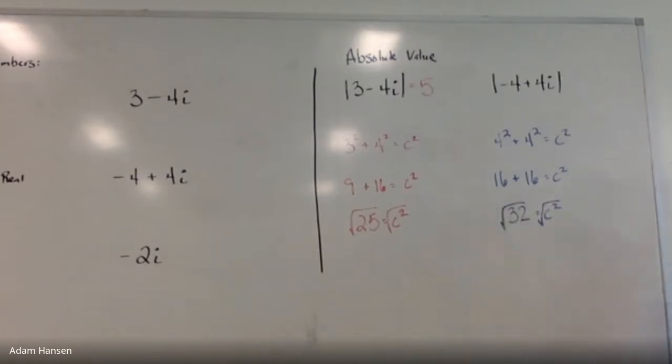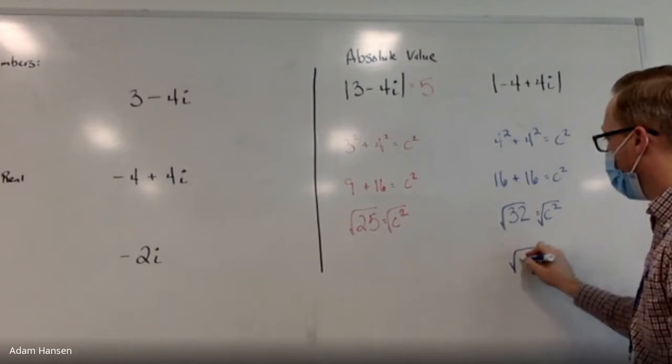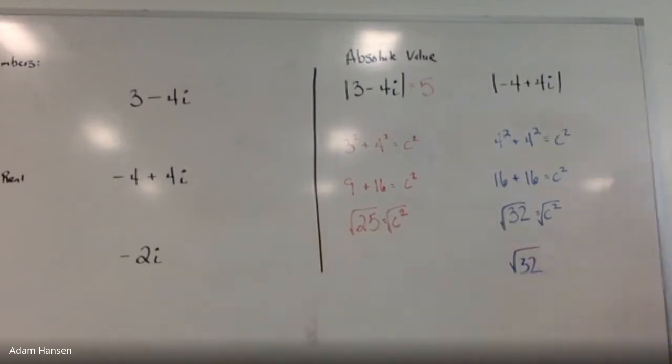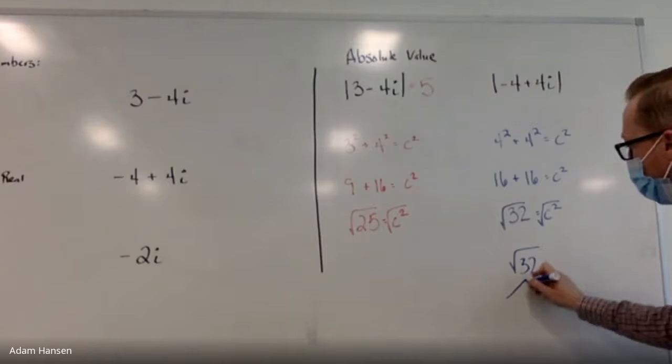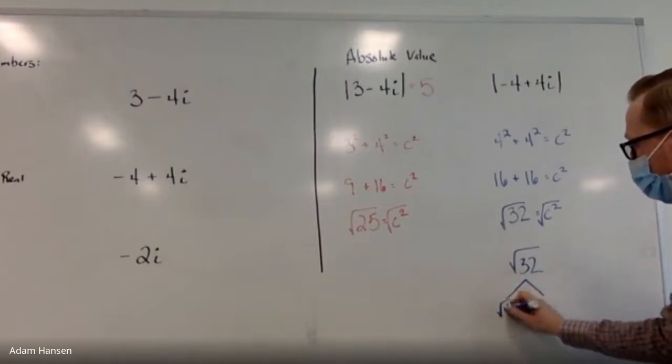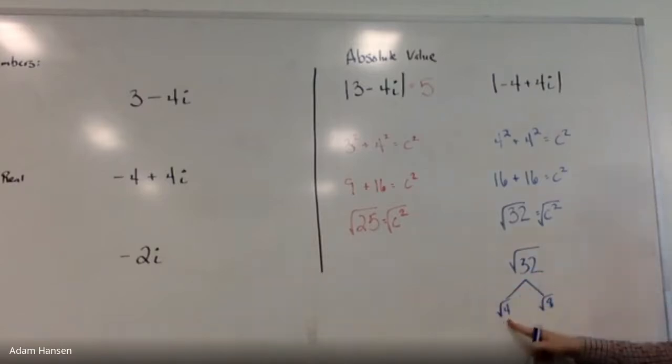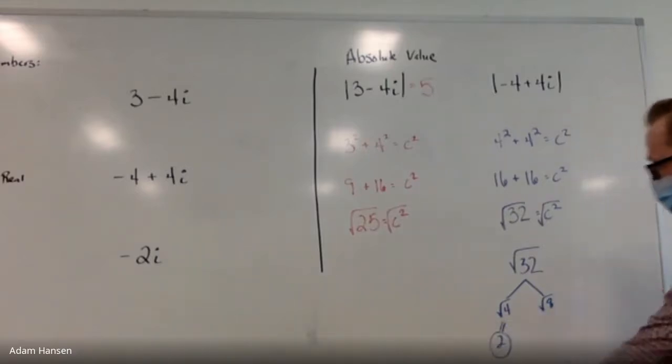How is the square root of 32 different than the square root of 25? I can't just simplify it and call it an even 5, right? I need to simplify the square root of 32. What perfect square divides into 32? 4 does, 16 also does. What's the square root of 4? 2. Now keep going with 8: 4 and 2 again.